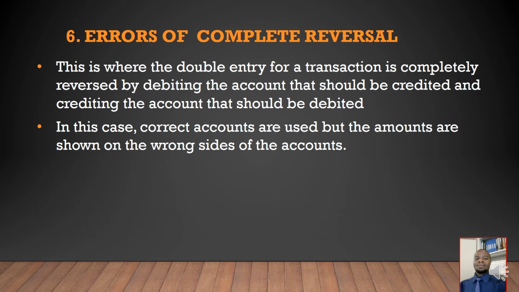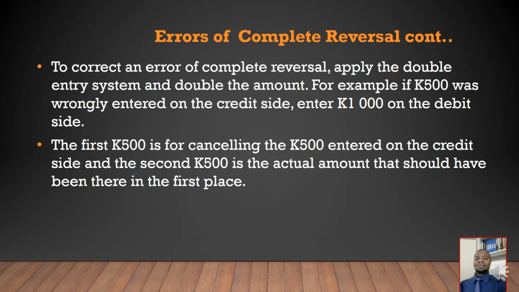An error of complete reversal occurs where the double entry for a transaction is completely reversed by debiting the account that should have been credited and crediting the account that should have been debited. So in this case, correct accounts are used, but the amounts are shown on the wrong sides of the accounts. To correct an error of complete reversal, you need to apply the double entry system and double the amount.